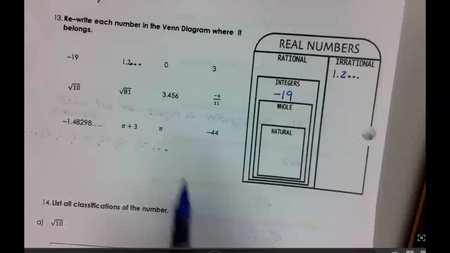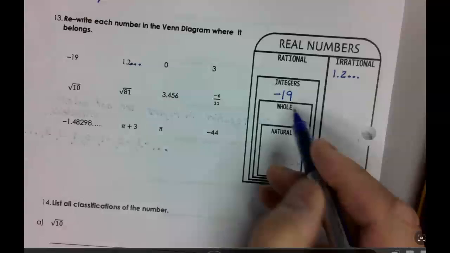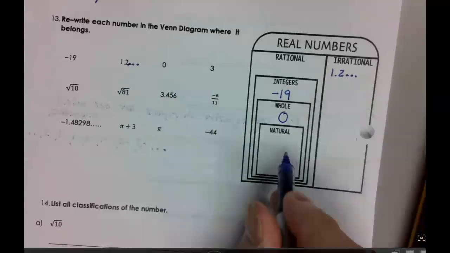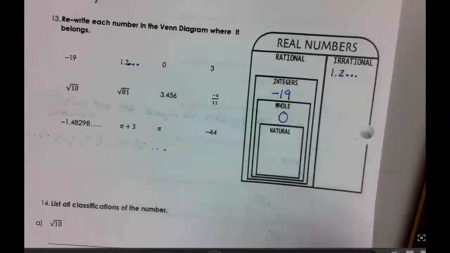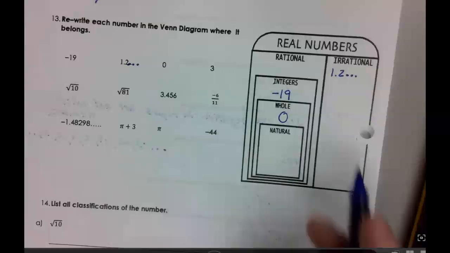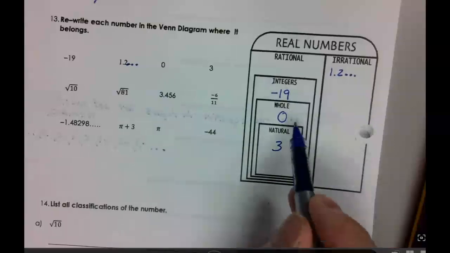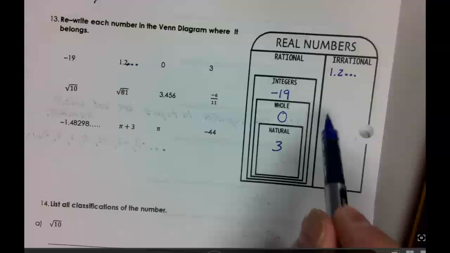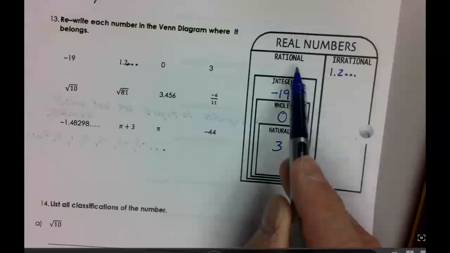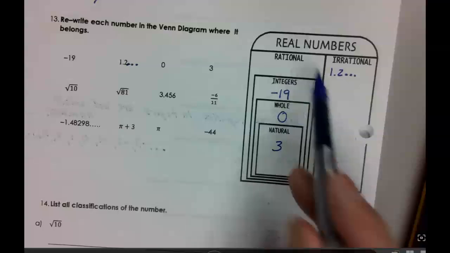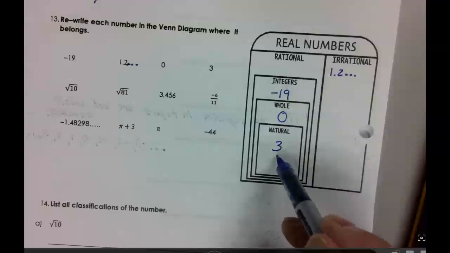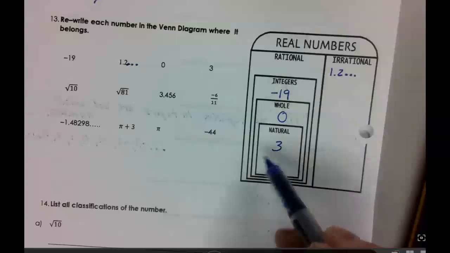What about 0? Whole number. Whole number, very good. It's not natural, is it? What about 3? Natural, isn't it? It's the smallest set it could be in. Is 3 whole? Yeah. Is 3 an integer? Yeah. Is 3 rational? Yeah, but the smallest subset it could be in is what? Natural, okay?